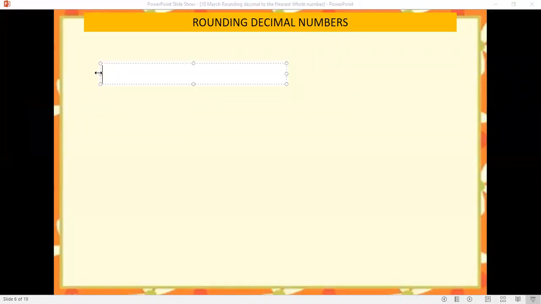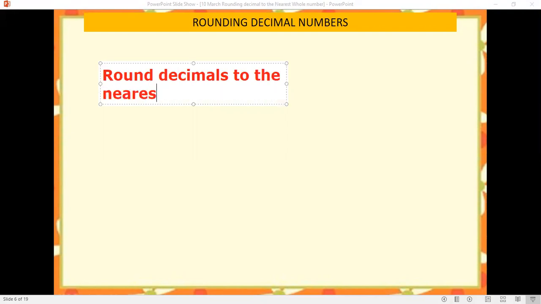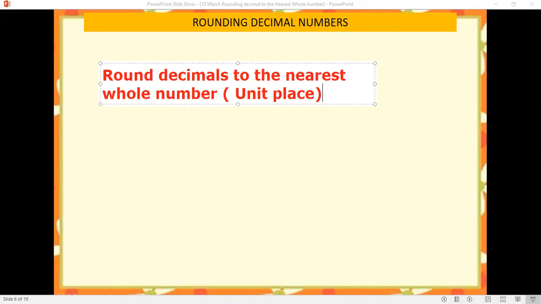What is our lesson? Round decimals to the nearest whole number. Okay, so the whole number means it's in the unit place. I think you still remember your unit place, right? So I have here an example, 3.4. Okay, so as I said, 3 is the unit.